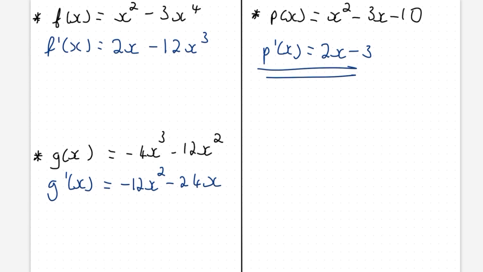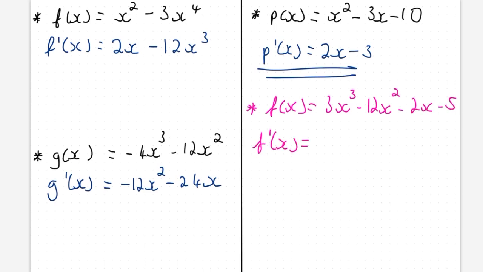Okay, so I'll just do a similar example there. If you had f of x is equal to 3x cubed minus 12x squared minus 2x minus 5, for example, then f prime of x there would be 9x squared minus 24x minus 2, and the 0 there, right?